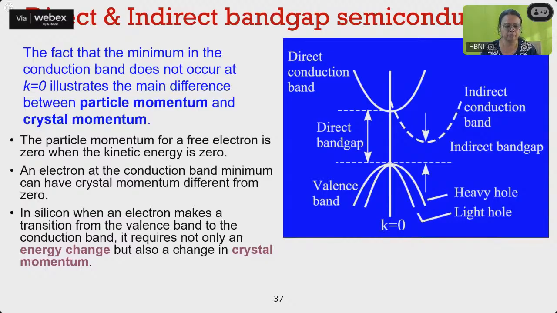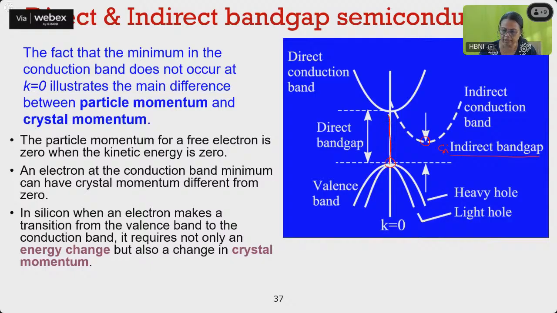The particle momentum for a free electron is 0 when the kinetic energy is 0. So at K equals 0, the kinetic energy is also 0. An electron at the conduction band minima can have a crystal momentum different from 0. So here it is different from 0. In silicon, which is an indirect band gap, silicon or germanium, a transition from the valence band to the conduction band requires not only an energy change, but also a change in momentum.